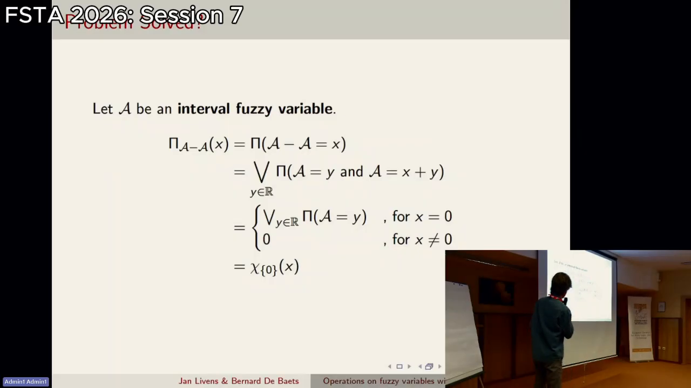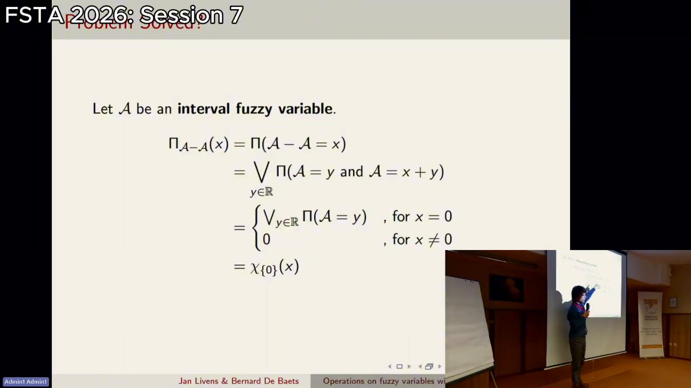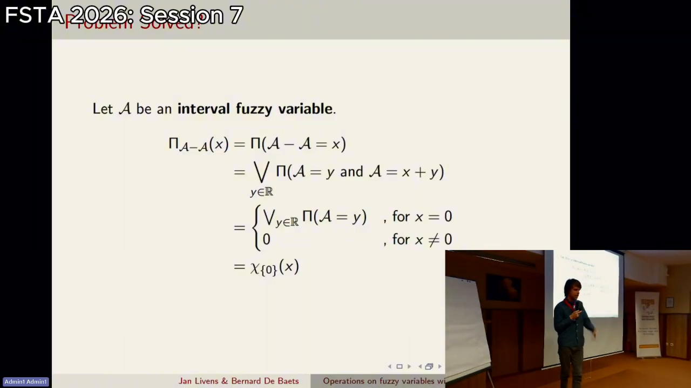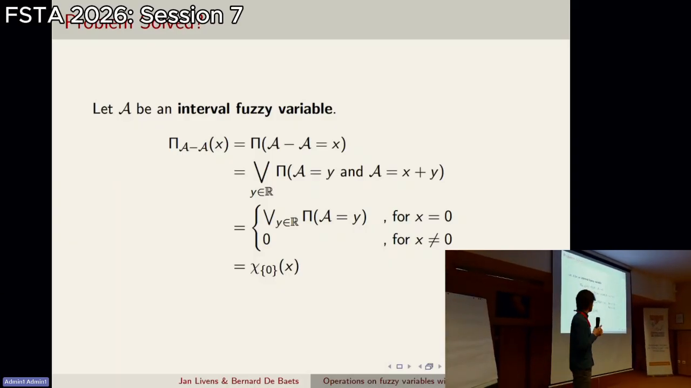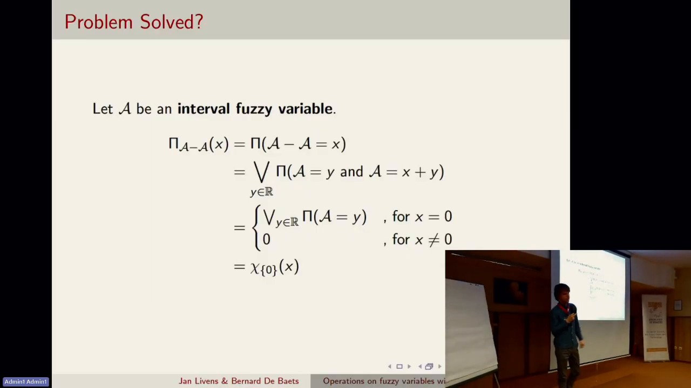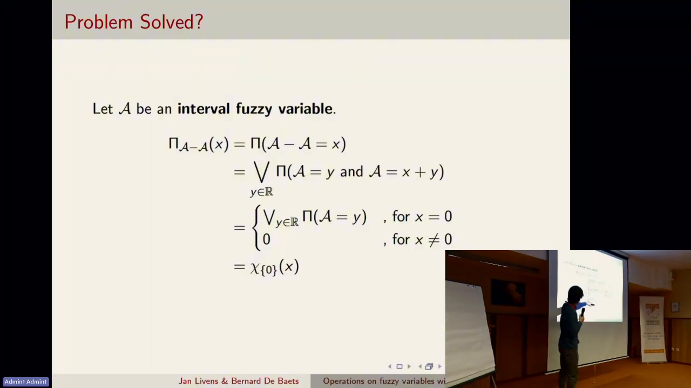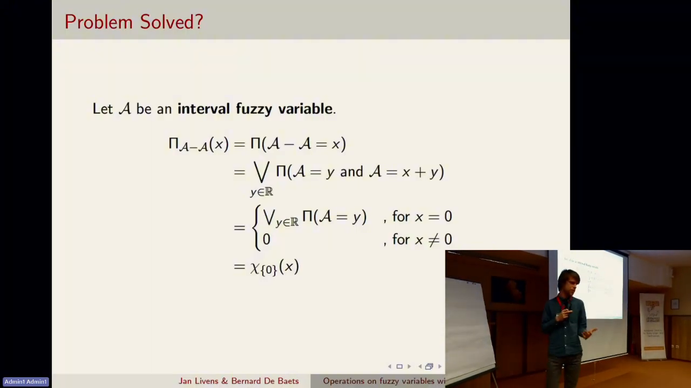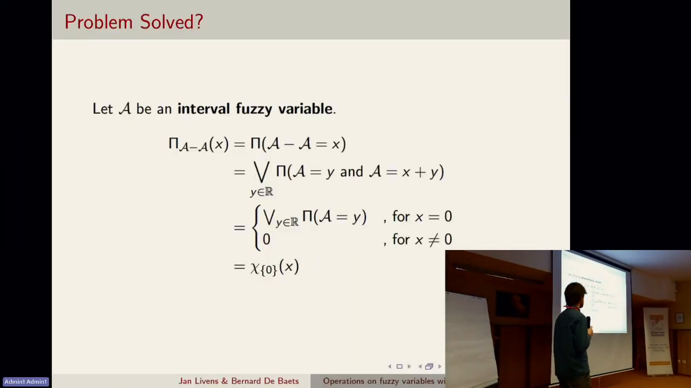One particular thing I want to point out is that we have the possibility of combined events: the possibility of A being equal to Y, and also A equal to X plus Y. Of course, this means that these two things need to be the same, and hence X needs to be 0, which yields, in the end, the characteristic function of the singleton 0. So with fuzzy variables, we didn't at first need to define a different kind of subtraction.